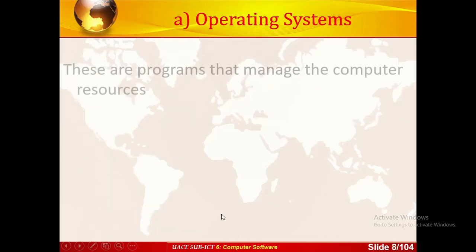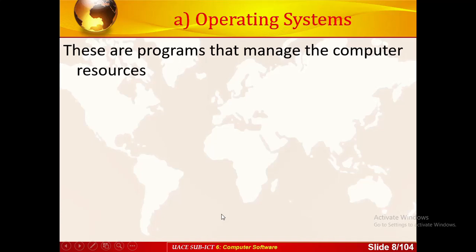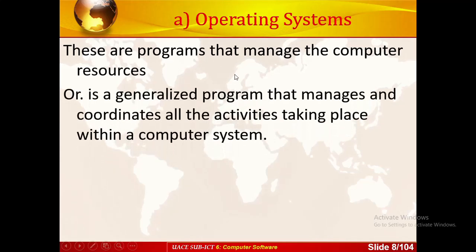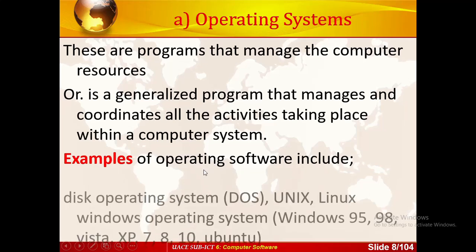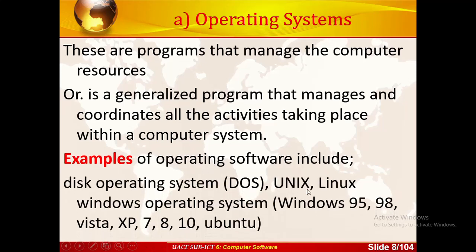Then we have the operating systems as one of the major categories, where they are programs that manage the computer resources, or you can say manage and coordinate all activity taking place within the computer system. And remember, this is system software which is based on a computer. Examples of operating systems: we have Unix, Linux. We have the Windows operating system like Windows 95, 98, Vista, XP, 7, 8, 9, 10, Ubuntu. We can even talk of Windows 11, which is updated right now.